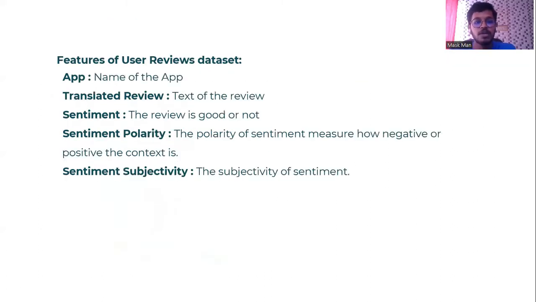And when it comes to the user reviews data set, we have 5 features. One is App, the name of the app, and Translated Review, nothing but the content of the review, and Sentiment. Sentiment means whether it is positive, negative, or neutral. And Sentiment Polarity measures how negative or positive the content is, and it ranges from -1, that is negative, to +1, that is positive. And Sentiment Subjectivity is the subjectivity of the sentiment.